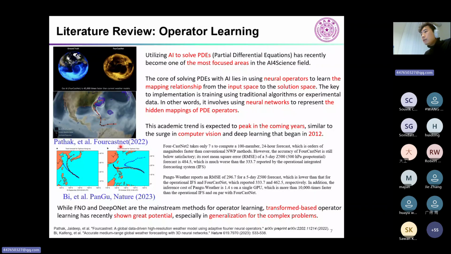However, some months later, I think there was a very clever guy called Bi Kaifeng. He published a paper in Nature. It's called the Pangu model. This model simply changes FNO to the Swin Transformer, so it is transformer based. So as you can see, because Pangu uses a transformer-based way of operator learning, the transformer-based operator now receives more attention. It shows very good potential, especially in complex geometry problems.